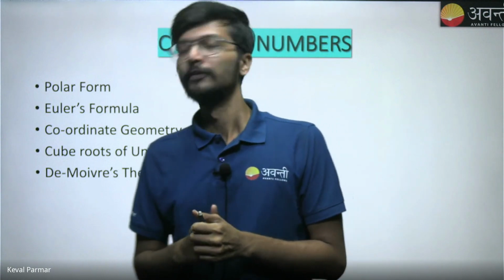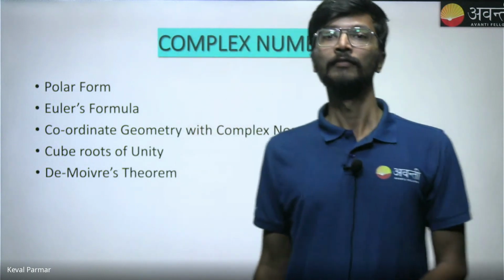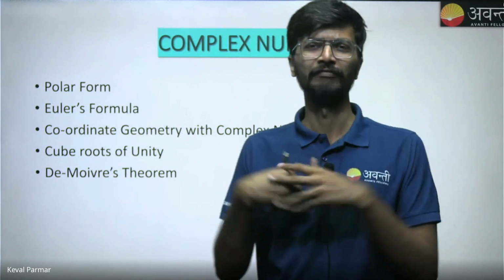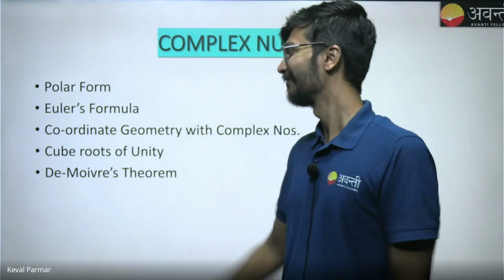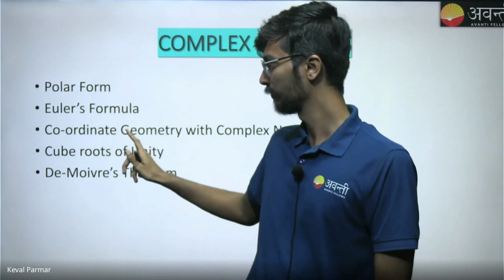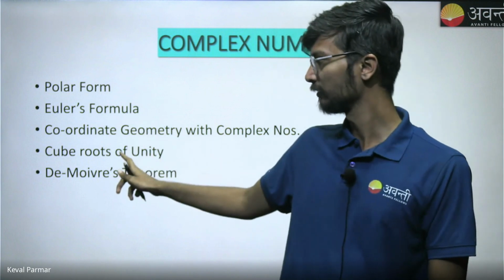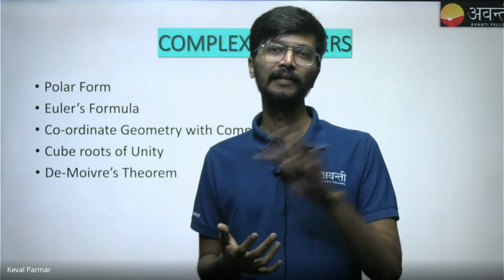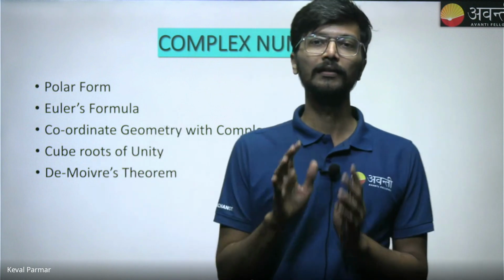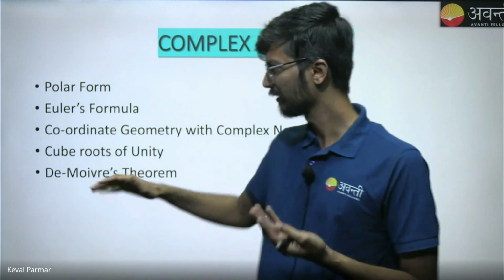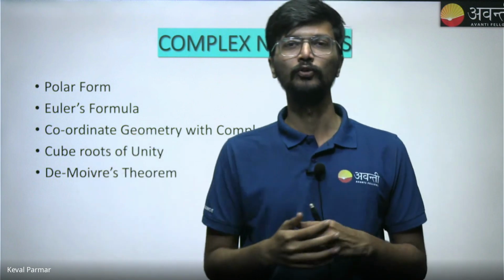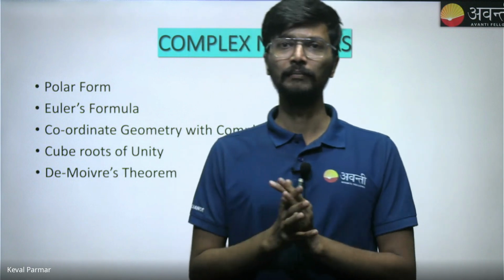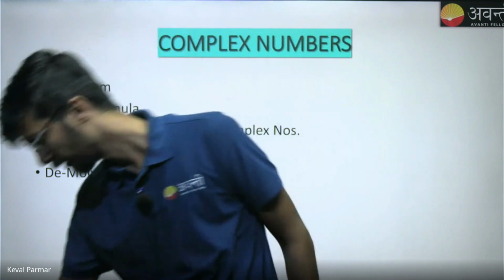So today's topic, as you can see, we will continue with complex numbers. These are the subtopics we wish to cover: polar form, Euler's form, coordinate geometry with complex numbers, cube roots of unity, and De Moivre's theorem. Basically, if it's a revision session, you say recap session, so we can cover it, but we'll not rush through it. It's better if we cover up to coordinate geometry, and then the cube roots of unity and De Moivre's part we will cover in the next lecture. So, guys, welcome back. Without further ado, let's start.